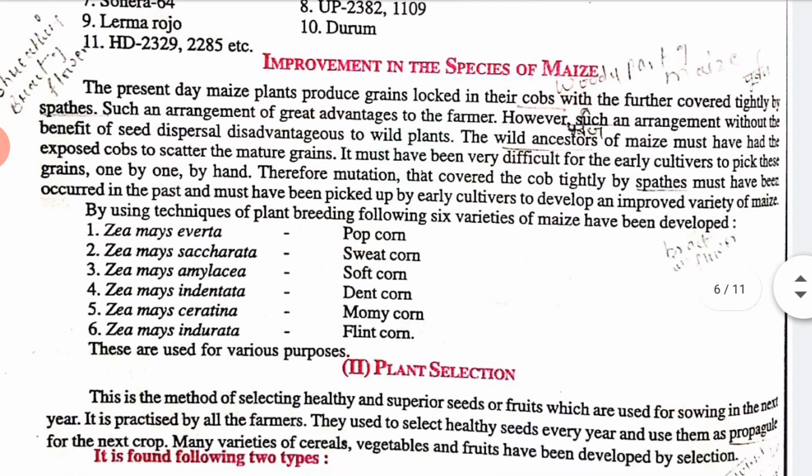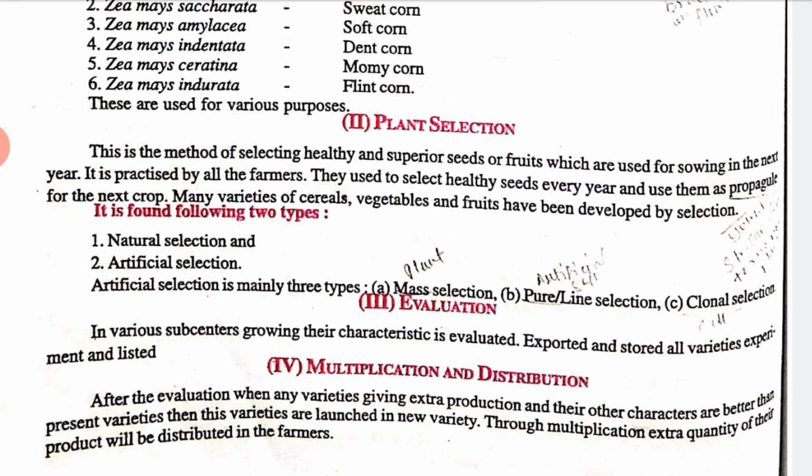Now the second part is known as plant selection. How will we select plants? This is the method of selecting healthy and superior seed or fruit which are used for sowing in the next year. It is practiced by all farmers. They select healthy seed every year and use them as a propagule for the next crop. Many varieties of cereals, vegetables and fruits have been developed by selection. It has the following two types: first is natural selection and second is artificial selection.